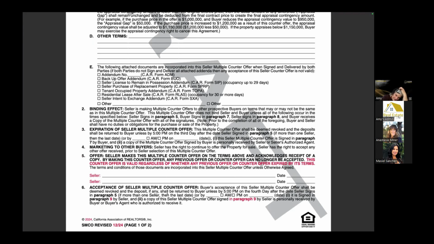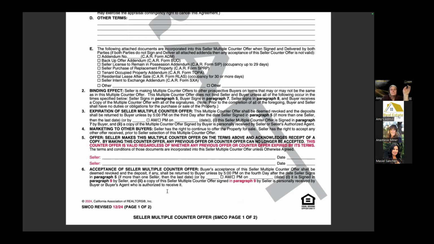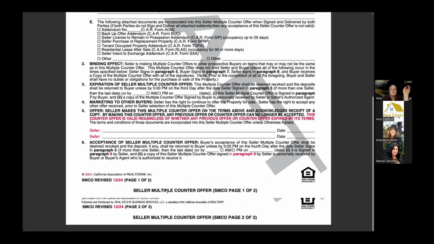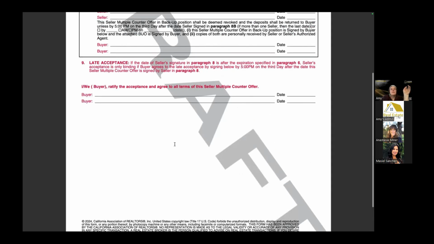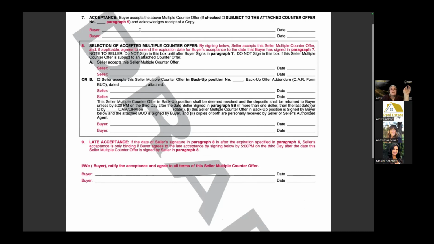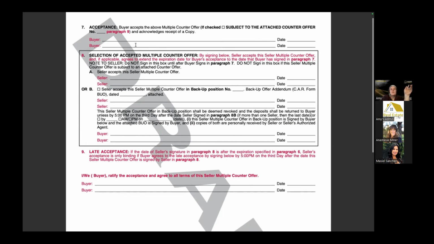And then 6 is the acceptance of the counter offer, just verifying that, hey, it's not valid. Buyer, if you sign that you're accepting this counter offer, you're not officially in contract until the seller signs paragraph 9. Then we go on to the second page. The second page is the acceptance. That's where the signature would go for the buyers. Okay, that's what we just covered above.